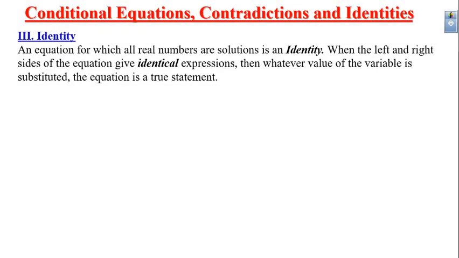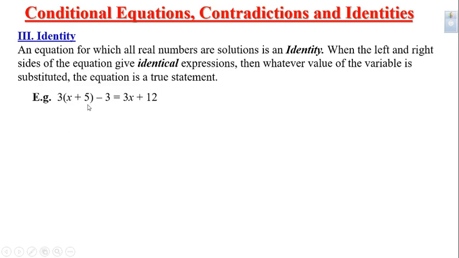The third situation is what we call an identity. So an equation for which all real numbers are solutions is called an identity. When the left and the right hand side of the equation are simplified, you get identical expressions on both sides. So that means whatever value of the variable I plug in, we get the same result on both sides. The statement is always going to be true, no matter what variable I insert.